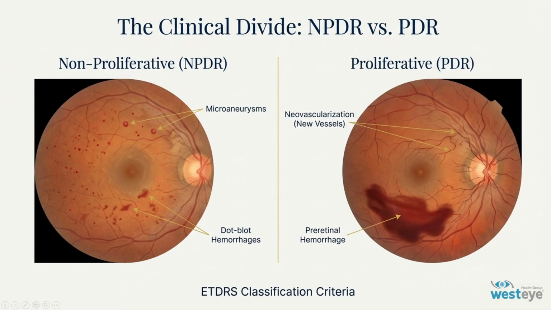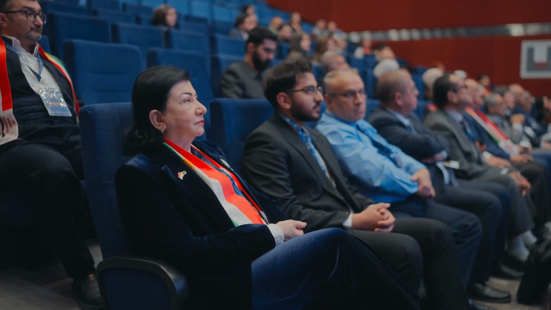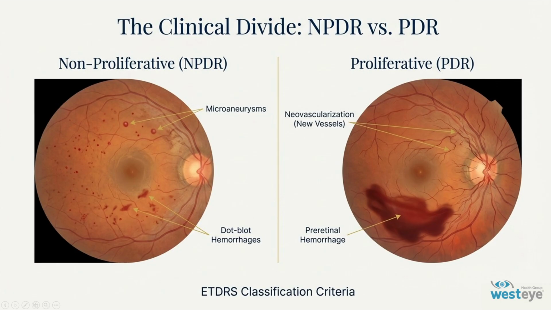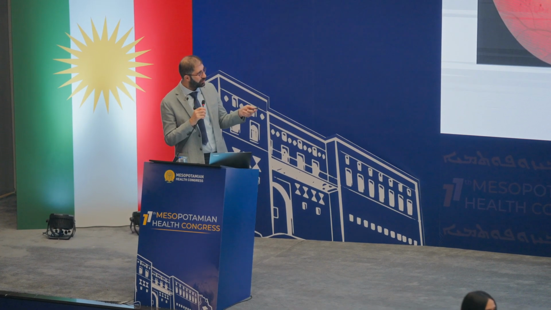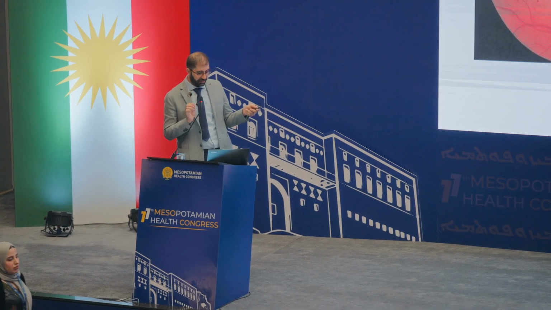On the right side you see the PDR stage. That one is threatening vision very much, and the main problem here is neovascularization. It means the vessels are growing abnormally and they cause so many problems in diabetic patients. And one of them is preretinal hemorrhages, as you see on the lower side of the screen.